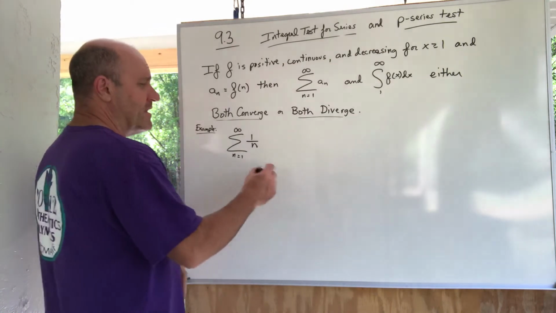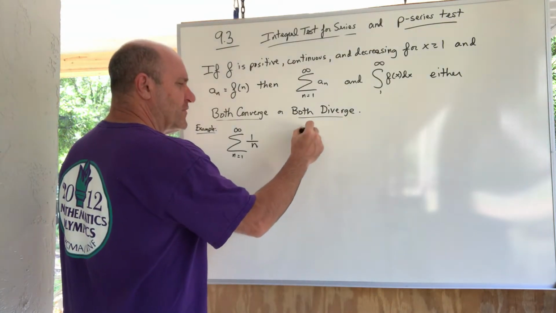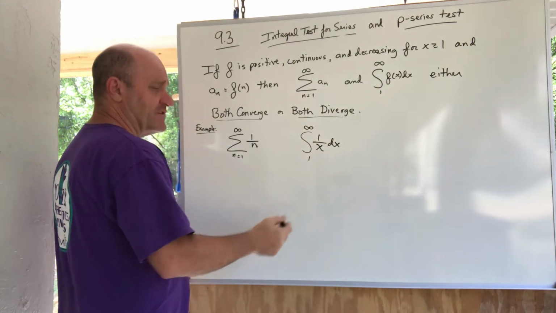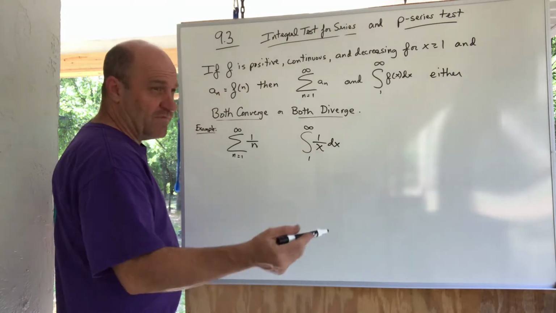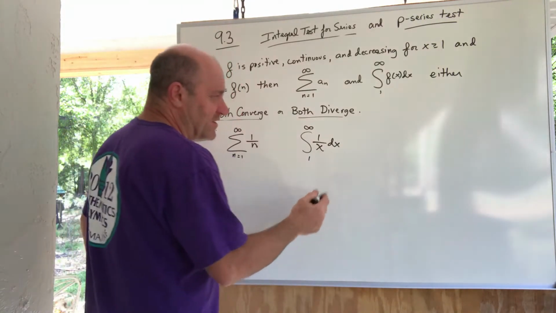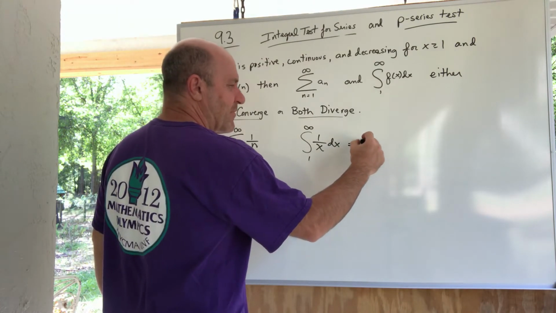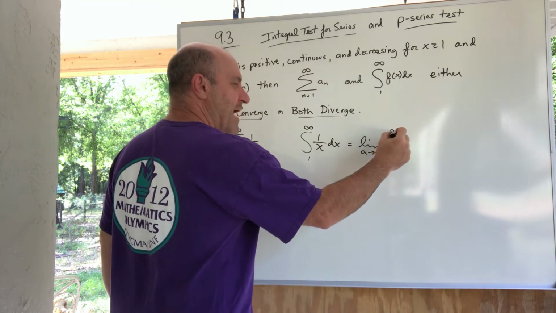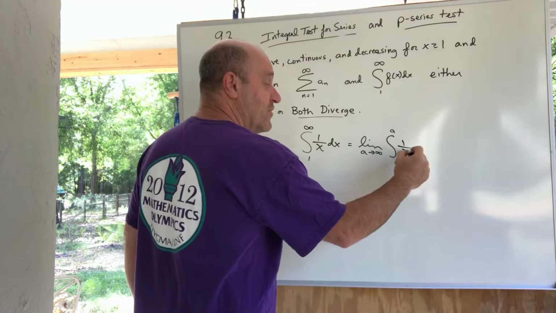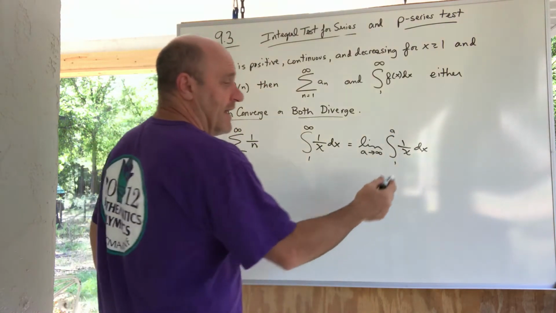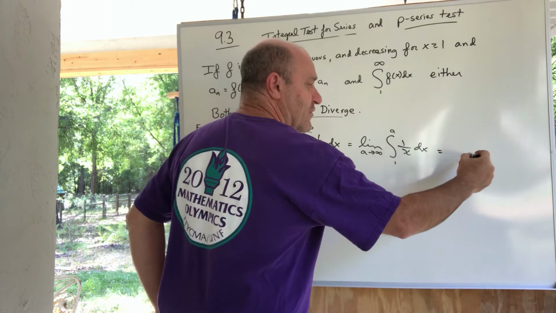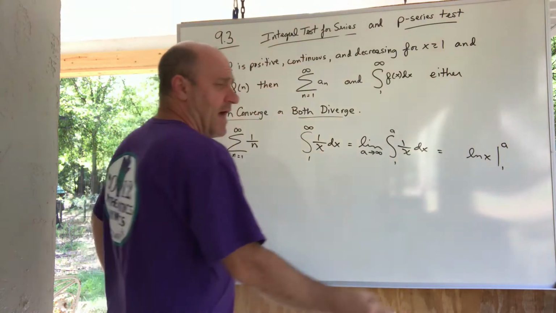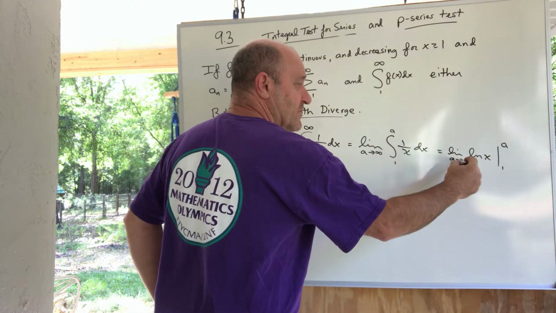The idea is I would write the integral from 1 to infinity of 1 over x dx, and I would try to do this integral. This is an improper integral. We've done this one before. Technically, the way you do an improper integral is you make it proper. You take the limit as a goes to infinity, with bounds from 1 to a, and then you do the integral. Well, that's the natural log of x, evaluated from 1 to a, with a limit out front as a goes to infinity.